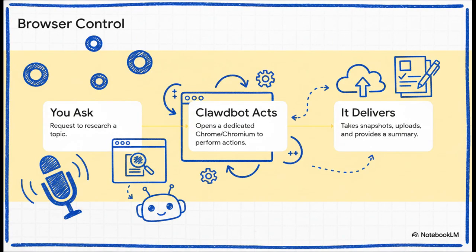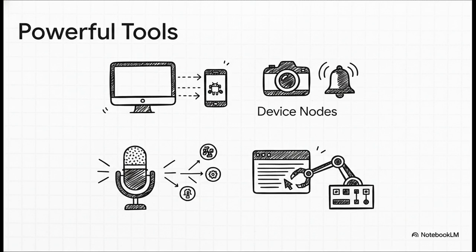Here's a super simple example of how that works. You ask it to research a topic. Now, instead of just dumping a bunch of links on you, Clawdbot can actually fire up its own secure browser, go do the searching, read through the articles, and then come back to you with a nice, neat summary. It does the grunt work for you.